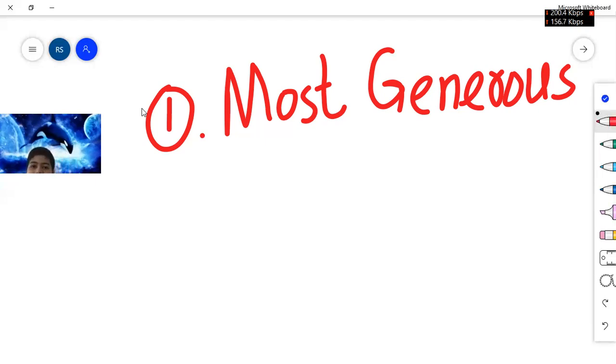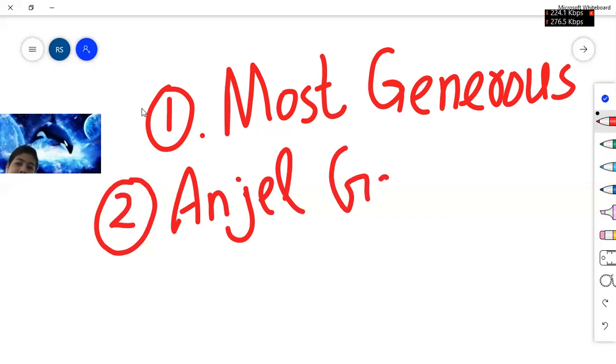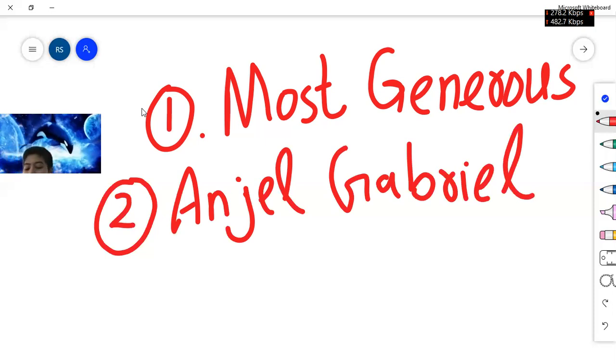Then the second thing: Angel Jibrail taught him Quran every night in Ramadan. This is the second thing you have learned here.